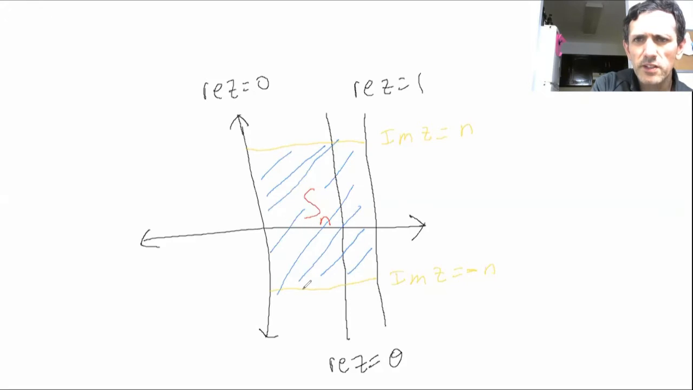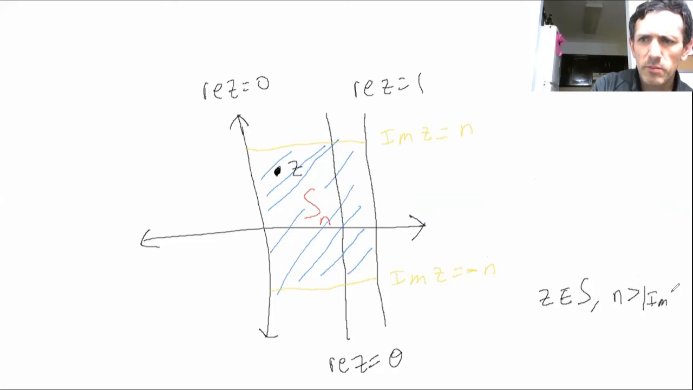Okay, so yeah, Sn is just what's here. It's everything in the strip here, but the imaginary part is bounded between minus n and n. Okay, right, and so the beauty here is that if we have a fixed z in the strip here, and we pick n bigger than the absolute value of the imaginary part, then z is in Sn.